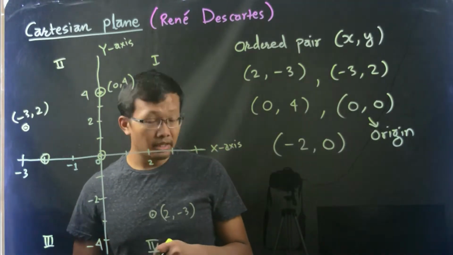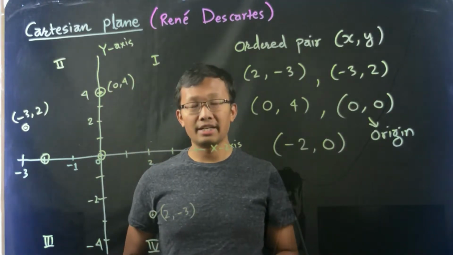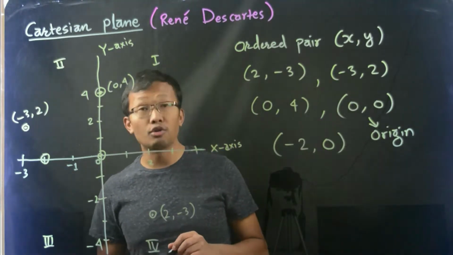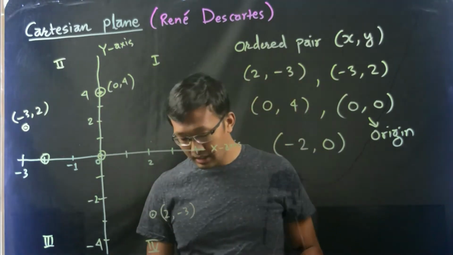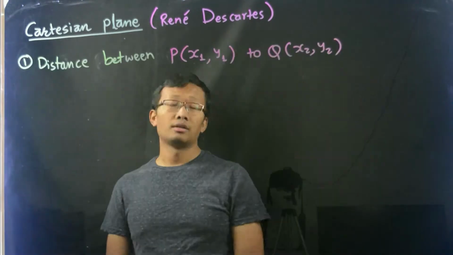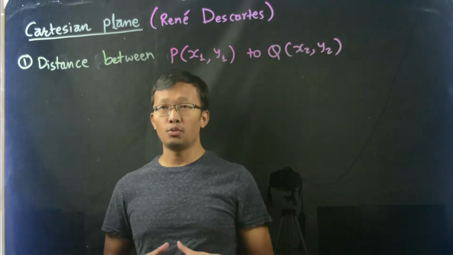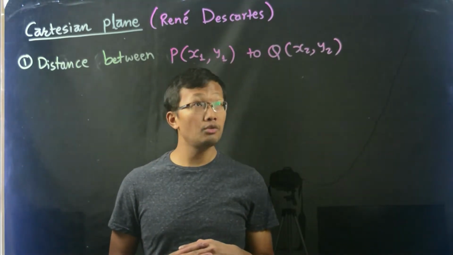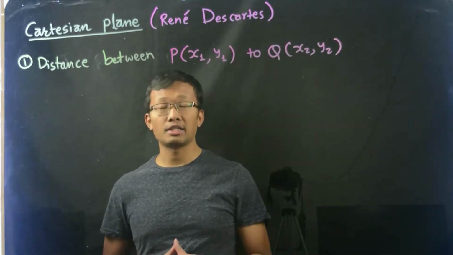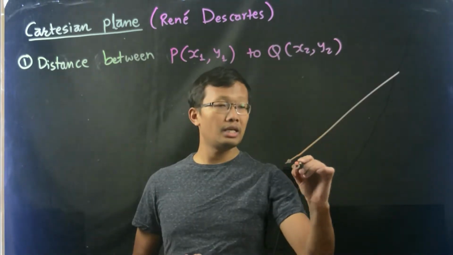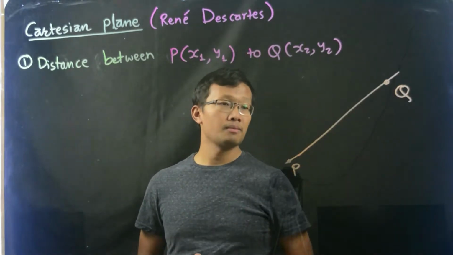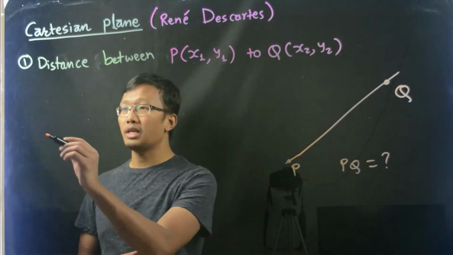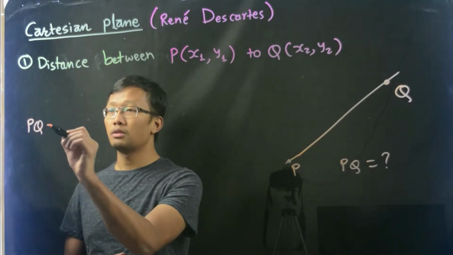Okay, now let us go for most important ideas that we have in a Cartesian plane. So first, let's go for distance formula. Distance between 2 points. Let us find the distance between any 2 points, P(x1, y1) and Q(x2, y2) in a Cartesian plane. This point is P and this point is Q. Okay, and we want to find the distance PQ equals to what? So we can simply write this as PQ.